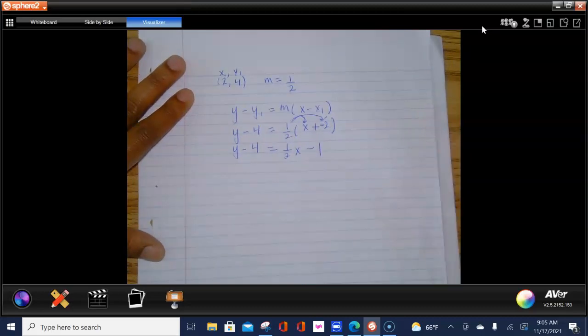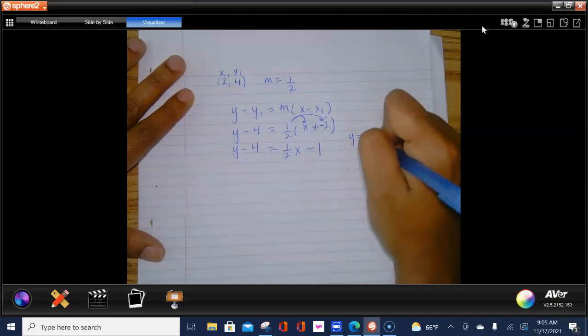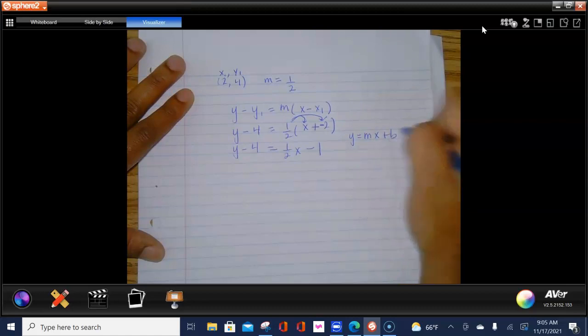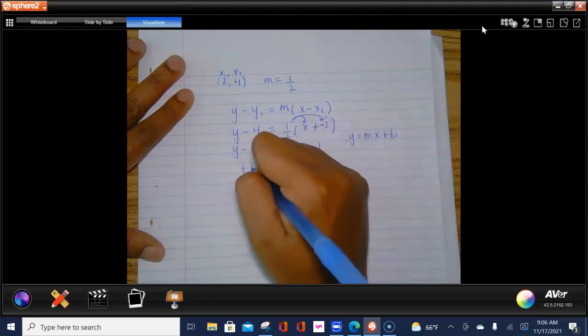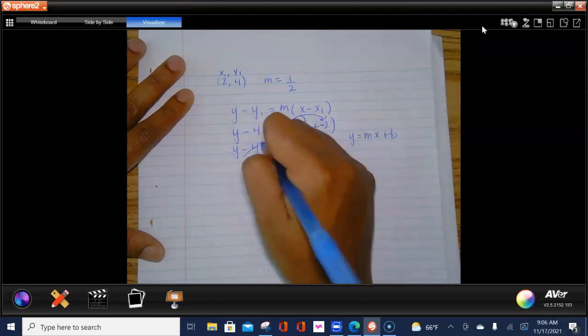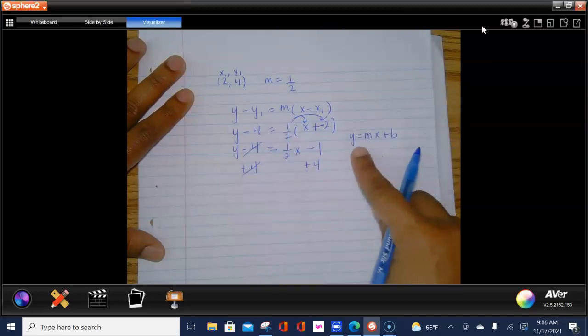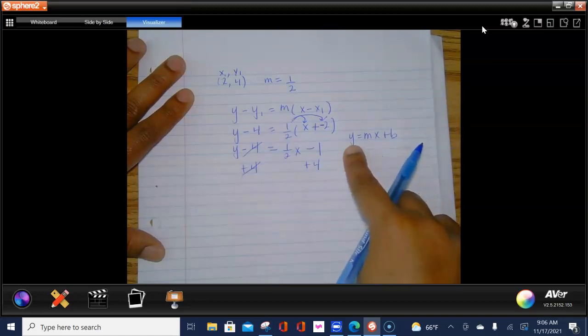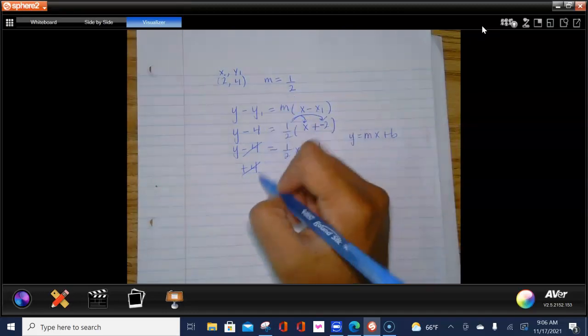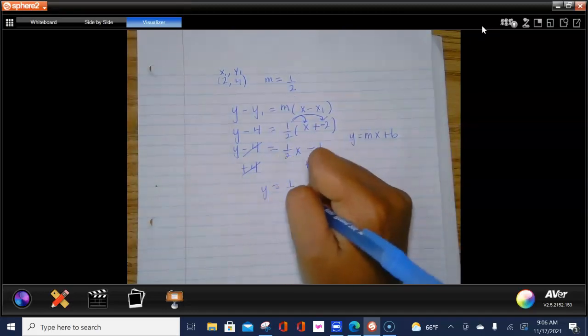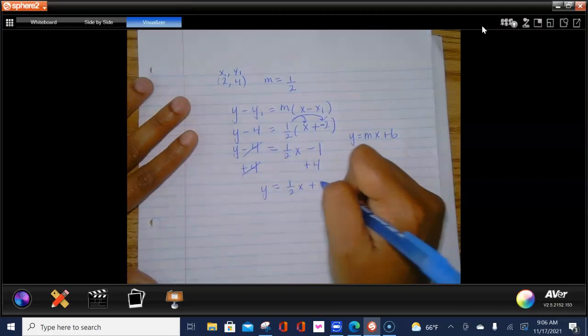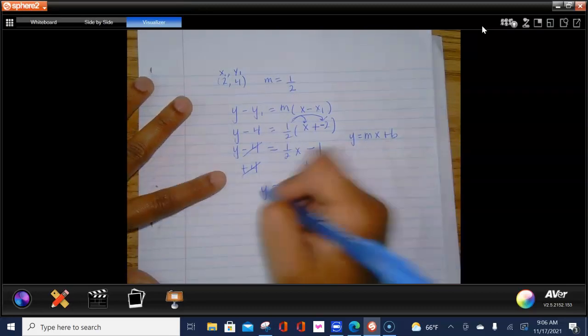Again, they want it in slope-intercept form, so we want it to look like y equals mx plus b. That means I'm going to add the 4 over to the right side, because I want to get y isolated by itself. So now I have y equals 1/2 x plus 3, and this is the answer in slope-intercept form.